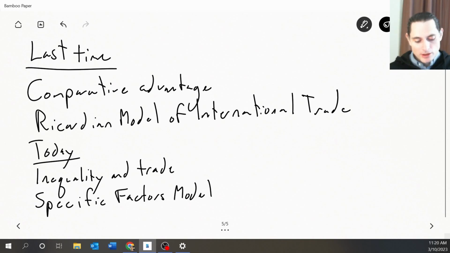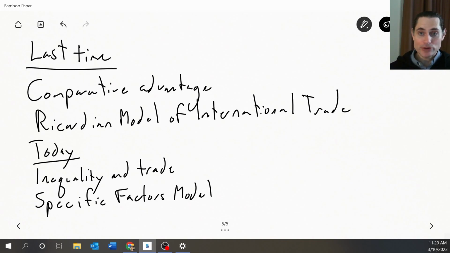Okay, so what do we mean by a specific factor, and how is that different from the Ricardian model we looked at? Well, the first thing is that we're going to add one more layer of complexity to the Ricardian model. So in the Ricardian model, we had two countries, two goods, and one factor of production, right, labor. Now we're going to have two countries, two goods, but we're going to have two factors of production. We're going to have one factor that can produce one good, and then another factor that can produce the other good, but the labor can't move between the two.